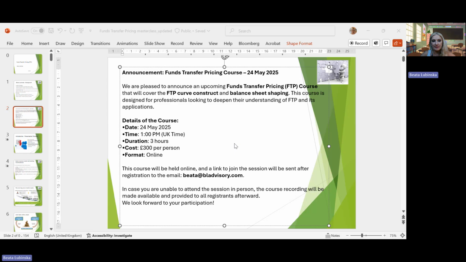sometimes I get questions about how we can structure the curve. What are the main steps if you want to support your business objectives?